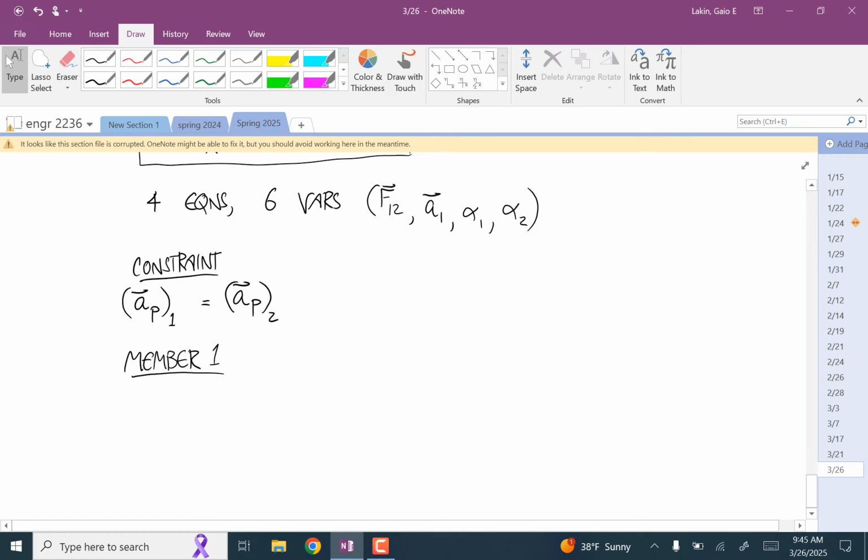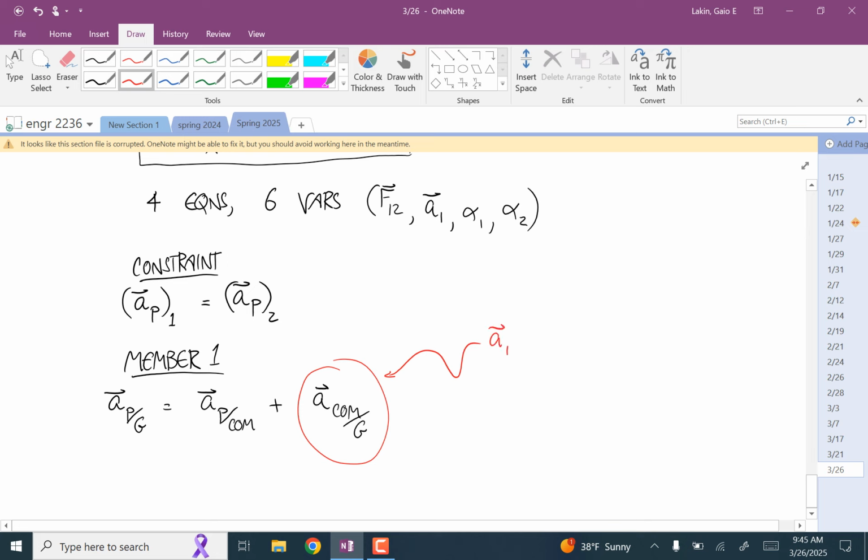Anytime you don't have a fixed point, you're going to have to use relative motion. So the acceleration of P relative to the ground is equal to the acceleration of P relative to the center of mass of 1 plus the acceleration of the center of mass of 1 relative to the ground. We already have a name for this thing. This is what we already called A1.